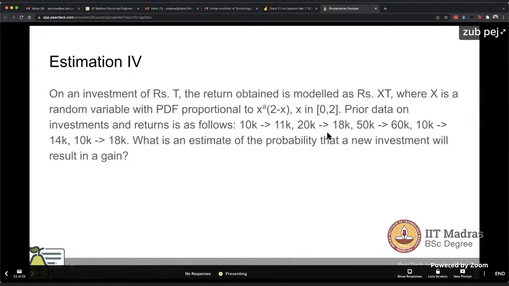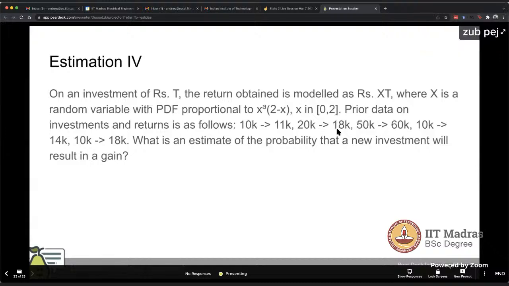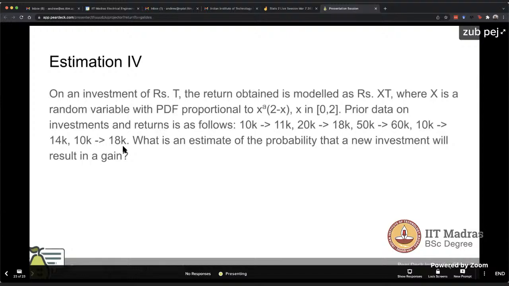1.1. In the second case, what is the value of x? 0.9. In this next case, what is the value of x? It's 1.2, right? In the next case, it's 1.4. The final case, it's 1.8.